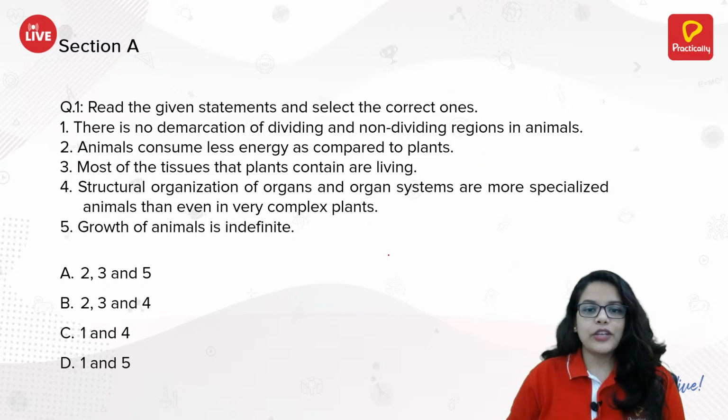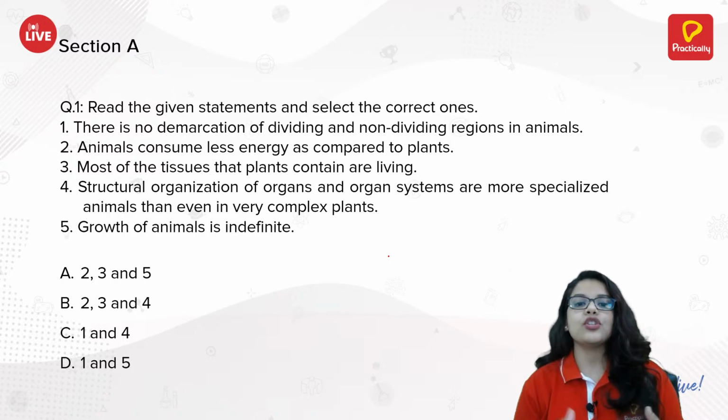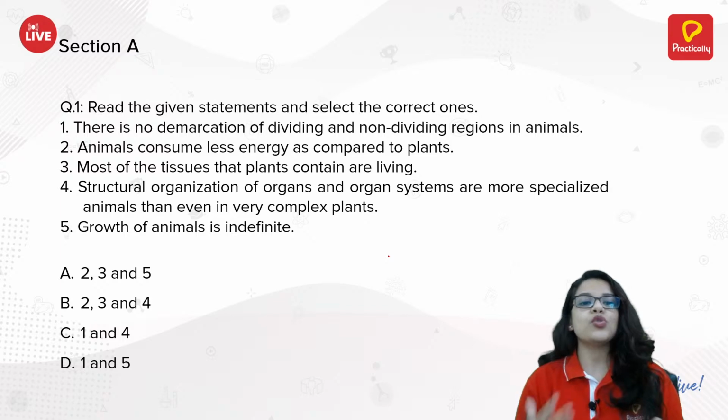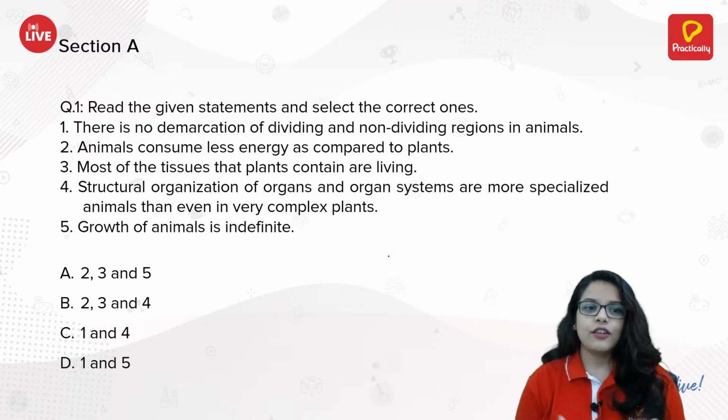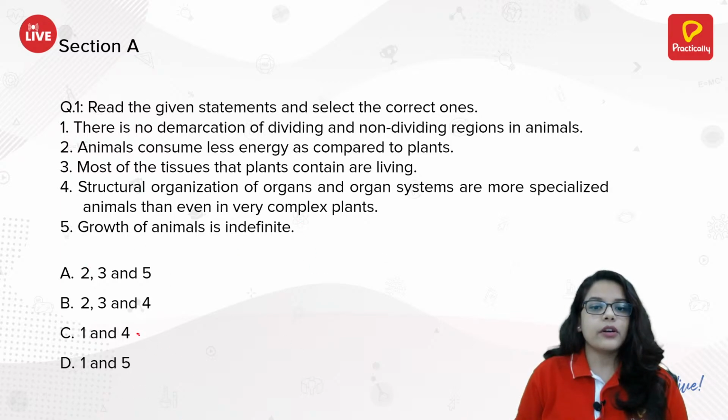So this is the first question. Let's read. There are statements given, and we have to select the correct ones. The first is: there is no demarcation of dividing and non-dividing regions in the animals. Second: animals consume less energy as compared to the plants. Third: most of the tissues that plants contain are living. Fourth: structural organization of organs and organ systems are more specialized and even very complex in animals than in plants, and growth of animals is indefinite. So here you have to select only the correct ones.